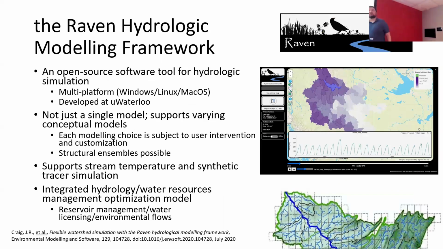Many of our contributions are linked to this hydrologic modeling framework called Raven that was developed at the University of Waterloo. It's an open source tool for hydrologic simulation. It's multi-platform. It is not just a single conceptual model. It supports varying conceptual models where every modeling choice in a hydrologic model is subject to user intervention and customization. We can represent structural ensembles, varying conceptual models of a watershed, that allow us to assess structural uncertainty in addition to climate uncertainty. It supports things like stream temperature, synthetic tracer simulation, and water resources management, which I'll talk about later in the talk.